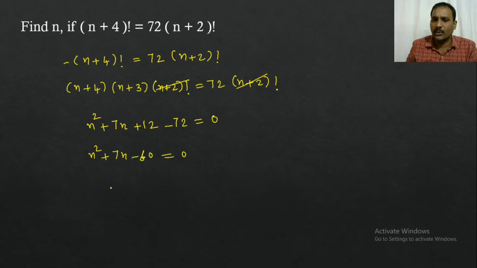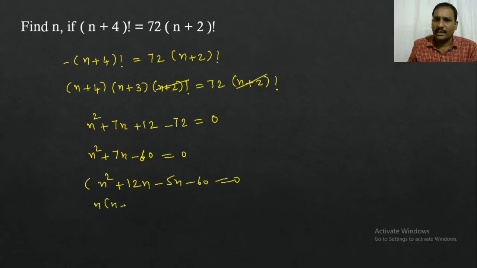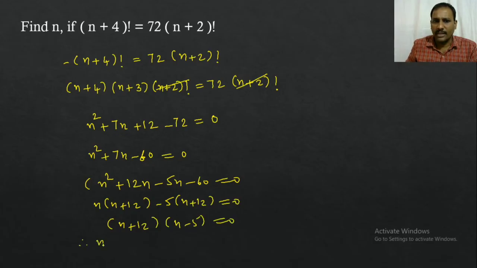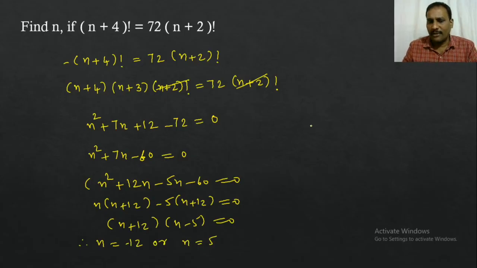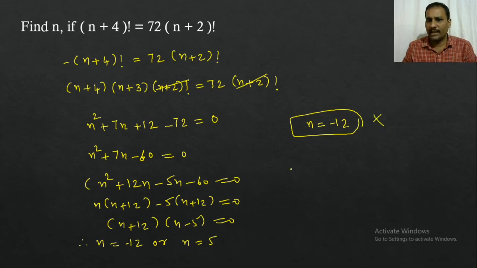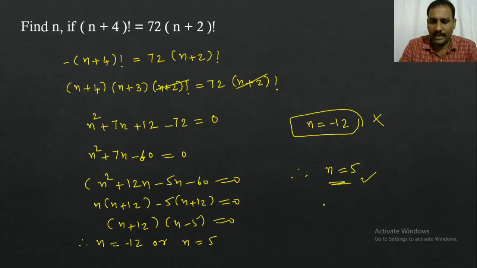This is a quadratic equation in n. And you can write it as n square, splitting the middle term, 12n minus 5n minus 60 equal to 0, and n into n plus 12 minus 5 into n plus 12 equal to 0. Therefore n plus 12 and n minus 5 equal to 0. Therefore n is equal to minus 12 or n is equal to 5. As factorial does not exist for negative numbers, don't consider n is equal to minus 12. Therefore n is equal to 5 is the answer. Okay, next.